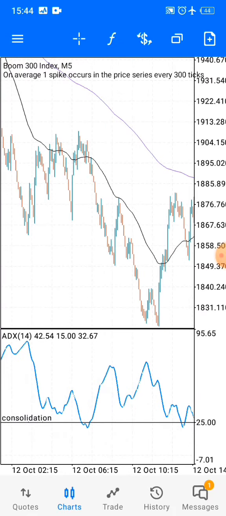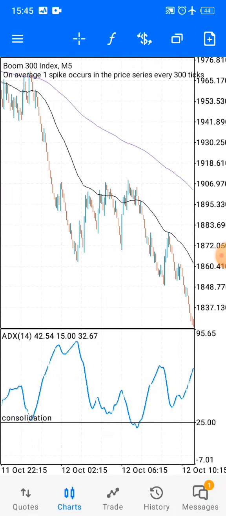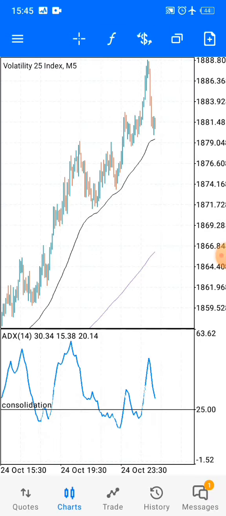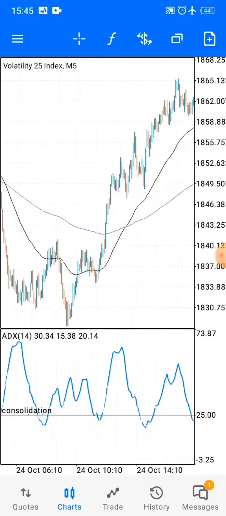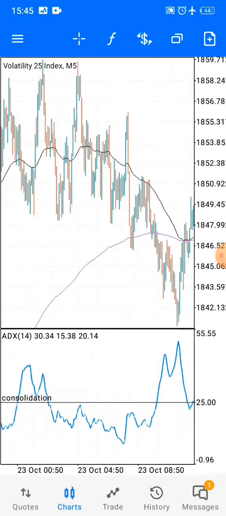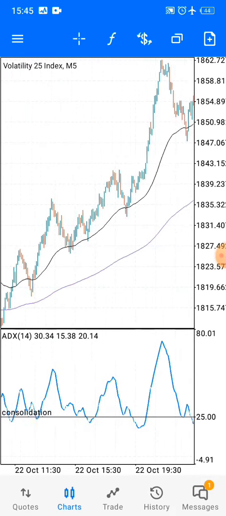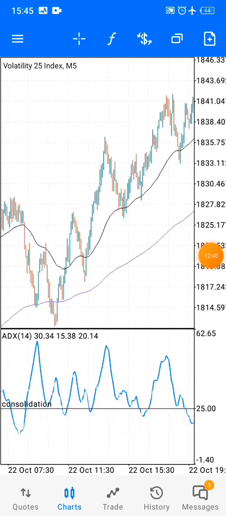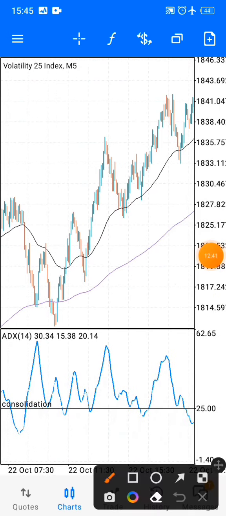I use this strategy mostly on the 5-minute time frame and at times on the 15-minute time frame. But most of the time I use it on the 5-minute time frame. Then for the indices, we are going to be using the same method. But for the indices, we are going to be entering only when the 50-200 is in our favor.